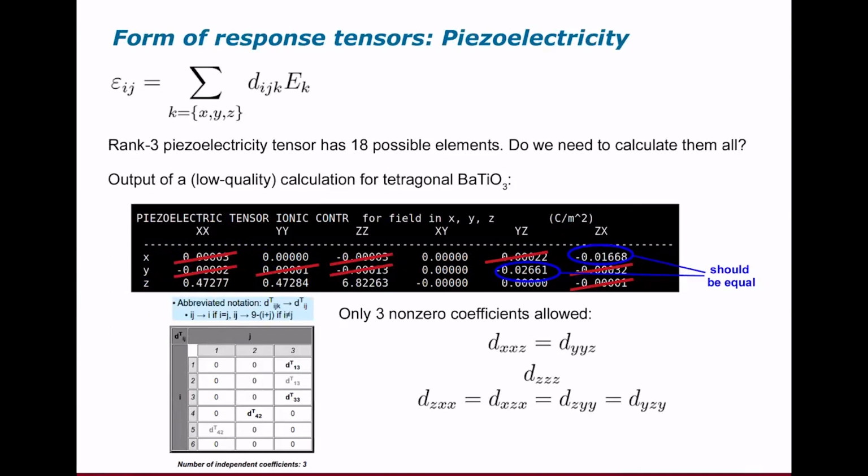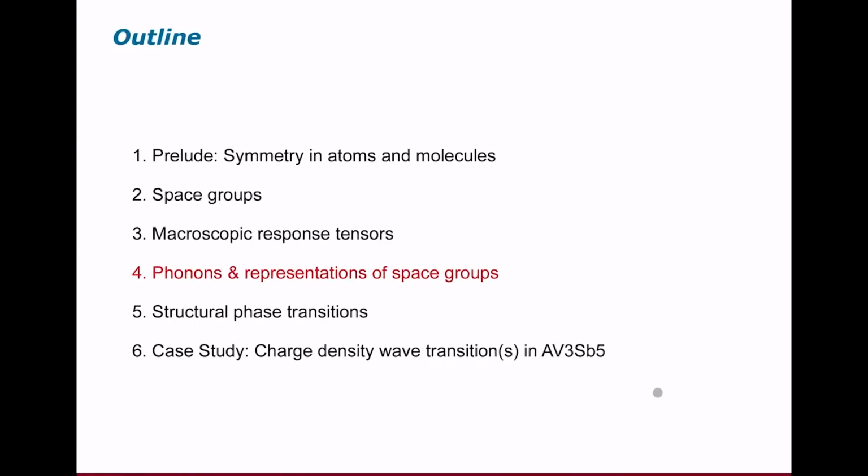For example, if you have a rank 4 tensor, you will have more elements that are allowed by symmetry and you will have more noise in your output. So using these tensor tools from group theory websites actually proves to be more useful then.